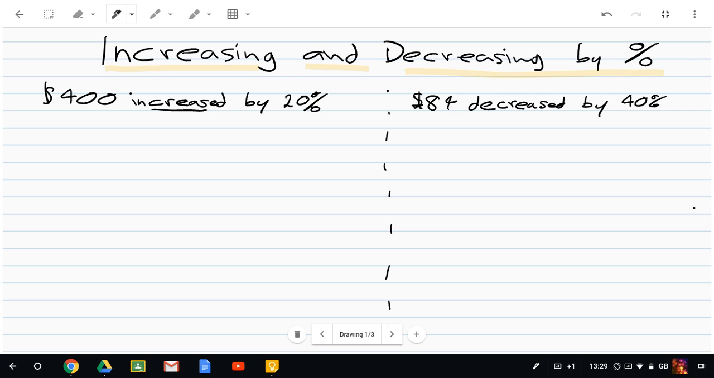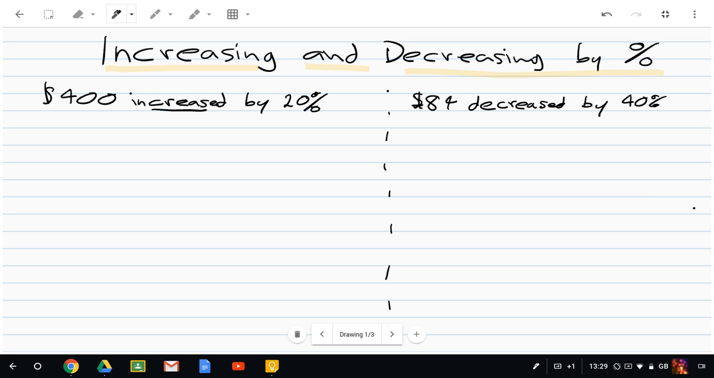So in this video, I'm going to show you increasing and decreasing by percentage. This is something that we do really often when we go shopping and we see sales, or if we're working in retail and we need to mark items up or down depending on what the circumstances are. So let's have a look at this first example.